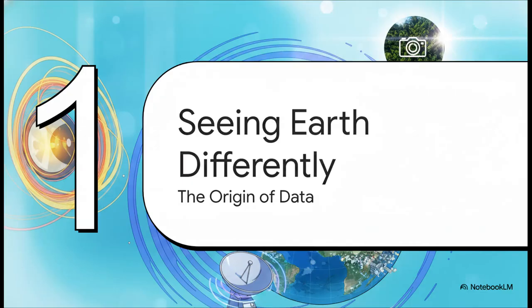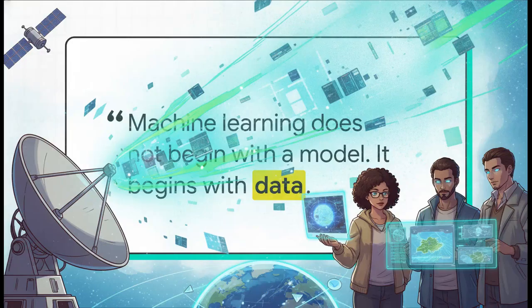Section 1. Seeing Earth differently. The origin of data. You know, different sensors have completely different ways of perceiving the physical world. A standard camera captures visible light, a thermal sensor feels heat, but radar? Radar does something entirely unique.